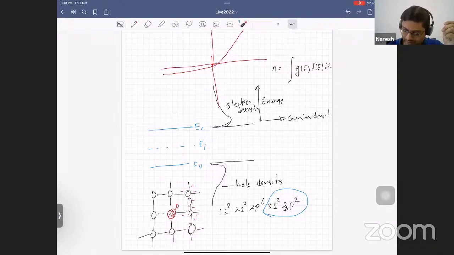These 2 atoms will share an electron pair, these 2 atoms will share an electron pair, and so on. So basically each atom will effectively have 8 electrons surrounding it and it will be stable that way. That's how you have the silicon lattice.